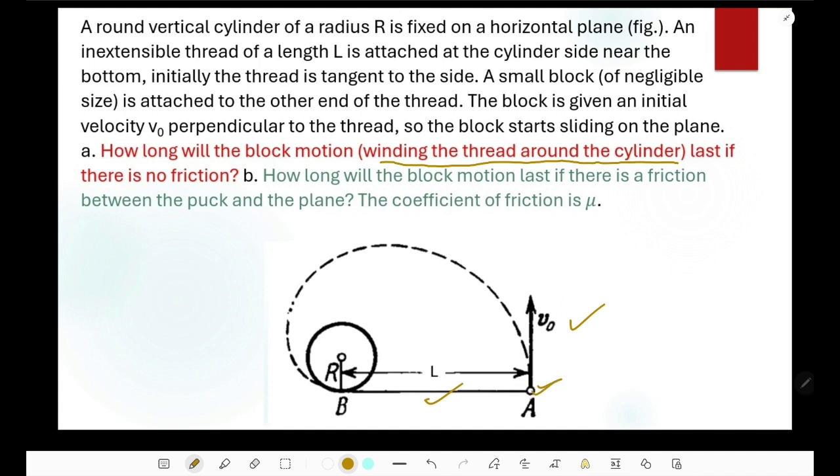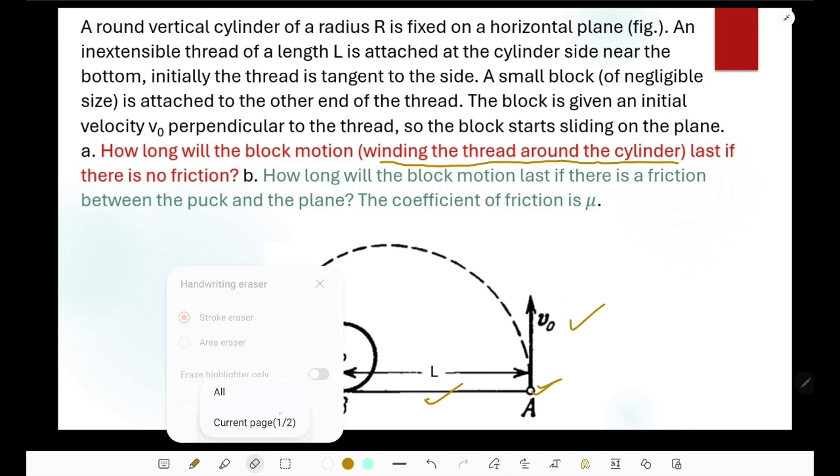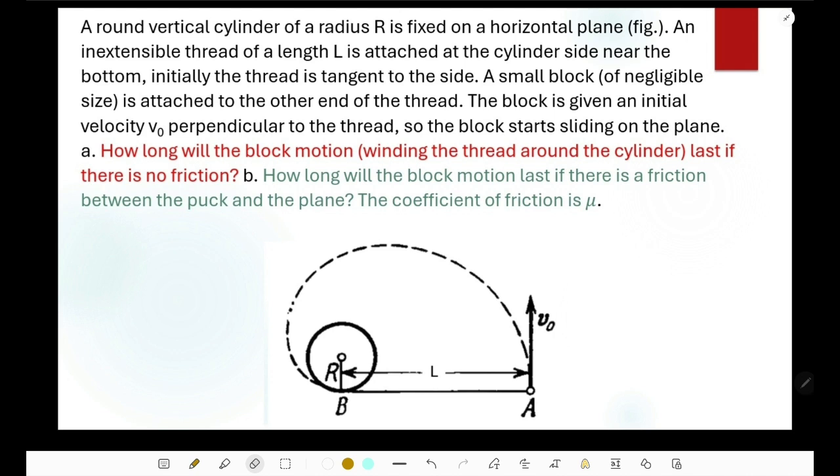Between the puck and the plane, the coefficient of friction is mu. We are going to solve it, first by using mechanical energy conservation. In the second case we will not be able to use mechanical energy conservation, so we will see what we can use instead, but I have to make some adjustment before I solve this problem in particular.